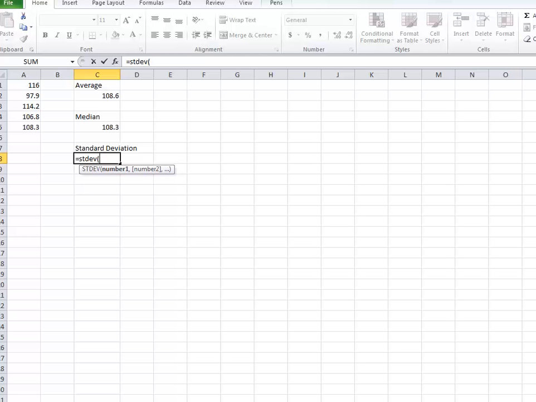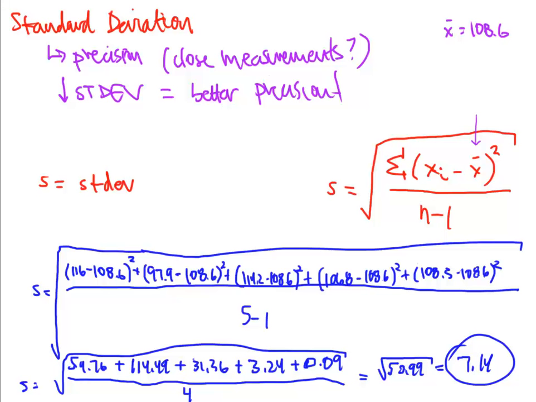All right? So STDEV, open the parentheses, click and highlight the data that you want it to do, and then you close the parentheses back and you hit enter, and you're going to get 7.14. It did all of that, that you did by hand, within a matter of fractions of a second. So this is by hand how you would do standard deviation.